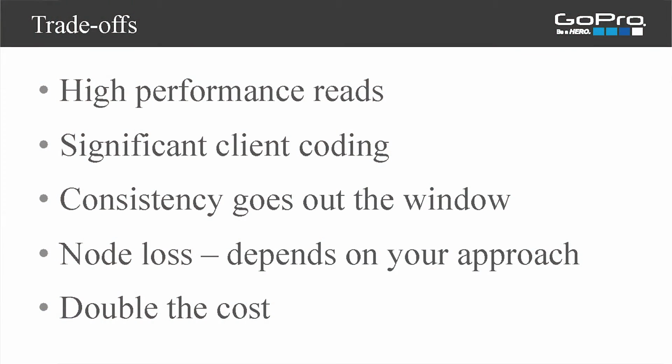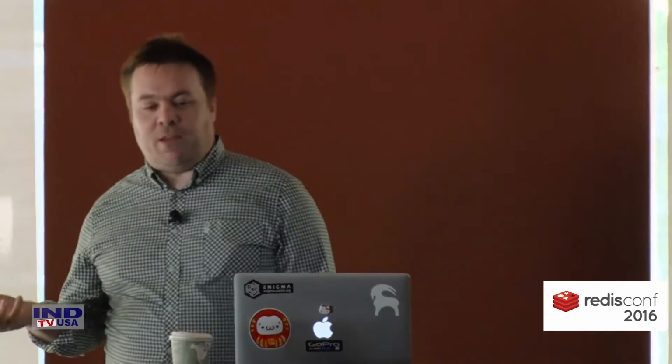In fact, when you look at the trade-offs, you get high performance reads, but you get significant client coding issues and consistency problems. Most people here are familiar with the CAP theorem, and when we talk about data consistency, how you want your writes to be replicated across your entire system, well, consistency's kind of just gone out the window when you do this. There's just no real way you can guarantee that writes are always going to happen to both nodes. Node loss, depending on what you do in the case of node loss, can really affect what happens and how your system has to perform.